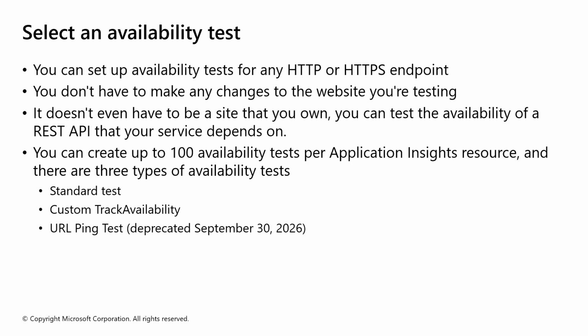You also have the ability to create custom tracking availability based around a specific sequence of activities that you might want your application to perform to check its availability. And you have the ability to create up to 100 availability tests on any of your Application Insights resources.